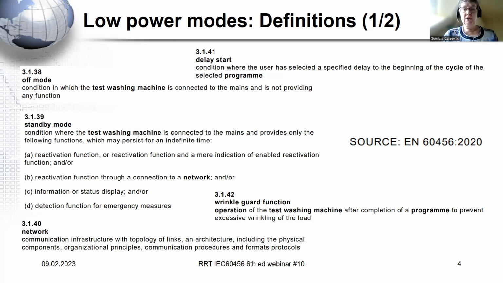Wrinkle guard function is a new entry into the standard here, but we discussed this already a couple of years ago. Well known from dryers, but sometimes also relevant on washing machines to avoid sitting in wrinkles after the end of the cycle. This is also in other standards considered, and it's a common, well-known function. So therefore, we have included here a definition now as well, because at the end of the cycle, this may last for quite some time before it is interrupted.